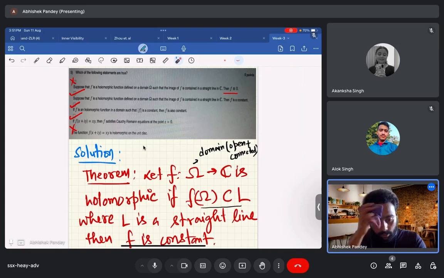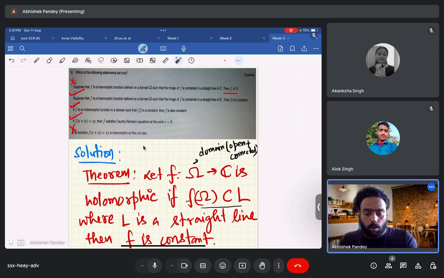The first option is saying that f is identically equal to 0. It can be constant, it need not be always identically equal to 0. So first option is not correct. Second option is correct: then f is constant.